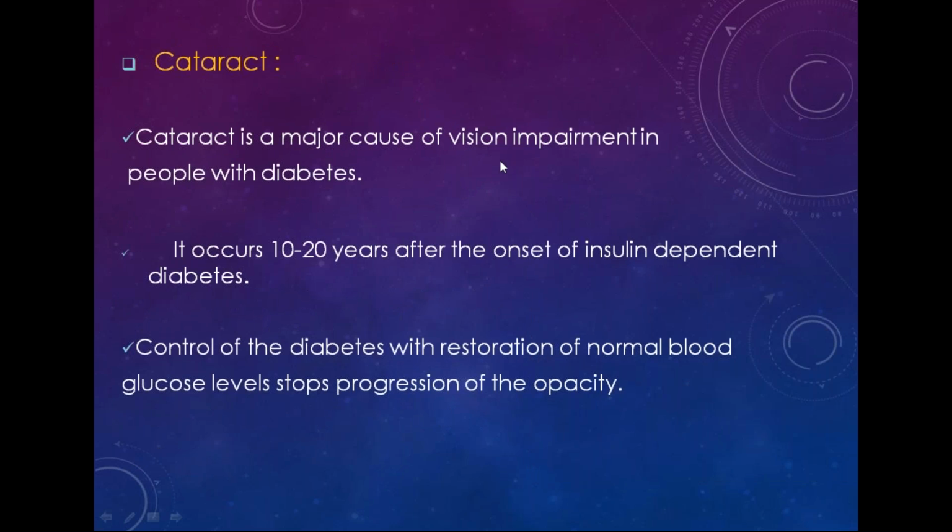Cataract is a major cause of vision impairment in people with diabetes mellitus. It occurs 10 to 20 years after the onset of insulin-dependent diabetes. Control of diabetes with restoration of normal blood glucose levels stops the progression of opacity.